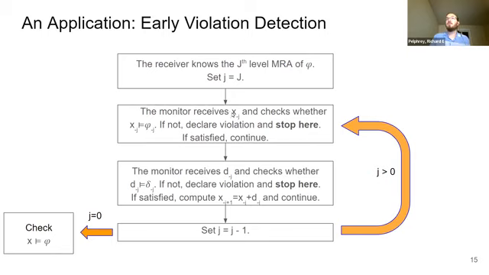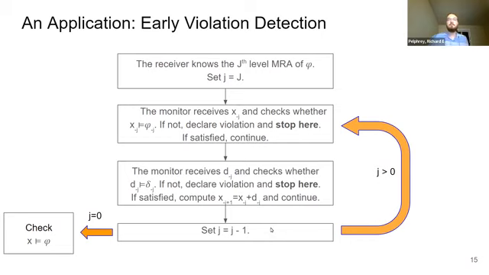So the monitor receives that lowest level approximation and checks whether the approximation satisfies phi minus j. If not, we would declare a violation and stop here. If it's satisfied, we would continue. And then the monitor would receive the next level or the details and check whether the details satisfy delta minus j. If not, we declare a violation and stop here.